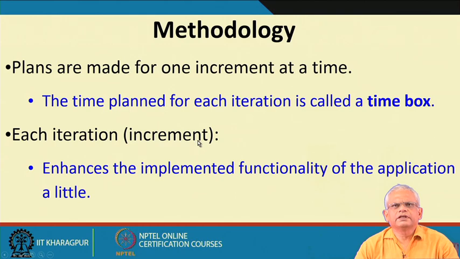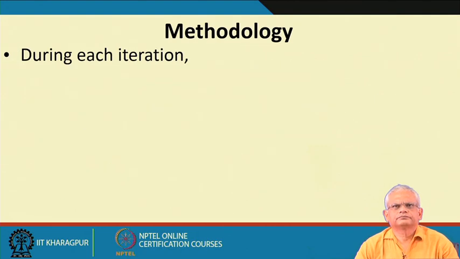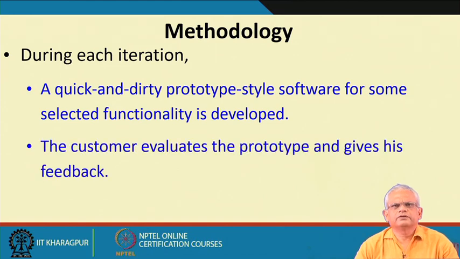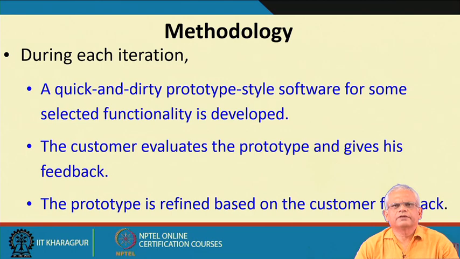The plans are made for one increment at a time, and this increment is called a time box. After each increment is delivered, the system or the application becomes more complete. During each iteration, a prototype of the software is first developed and given to the customer for evaluation, and then this prototype is refined based on the customer feedback.